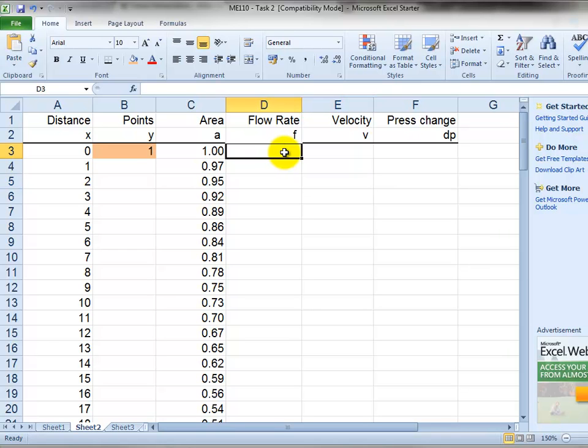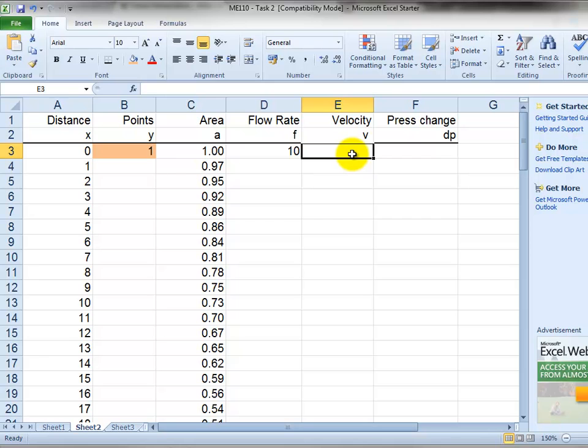The flow rate will take an initial value of 10, and this can be in cubic meters per second. The flow rate is a quantity. Typically it's either a mass flow rate or a volume flow rate. Here we're assuming a volume flow rate. We want to keep it simple, and that's in meter cubed per second.